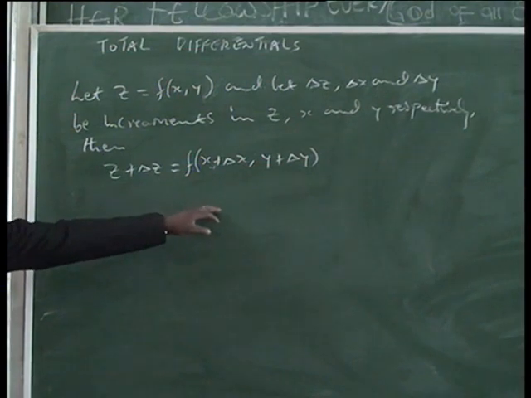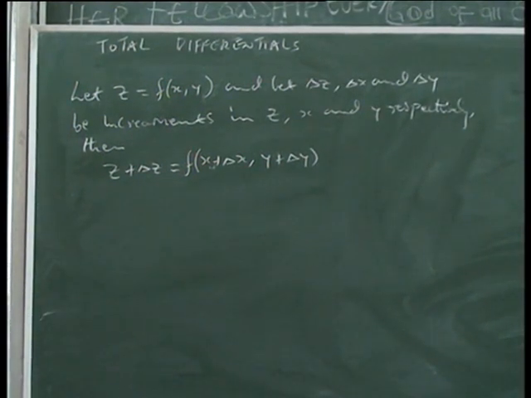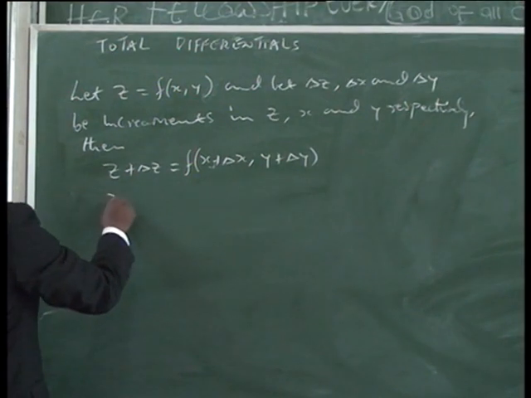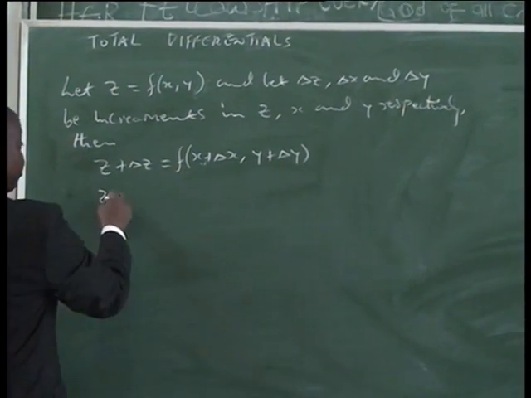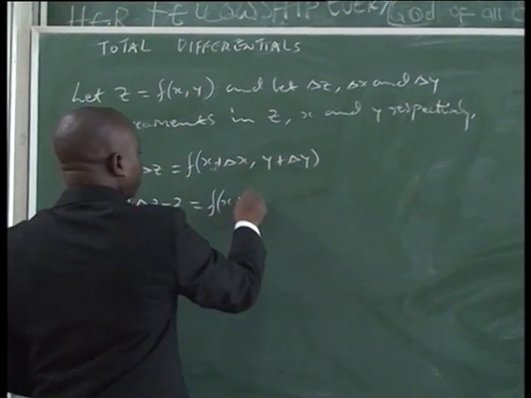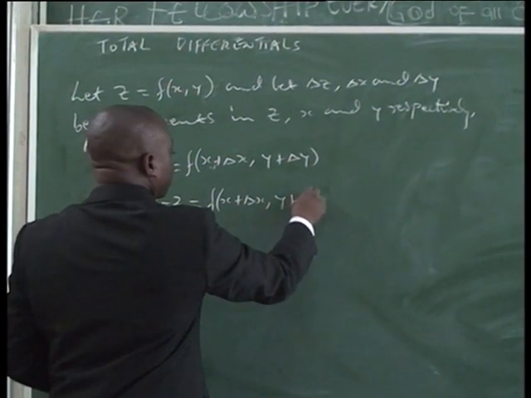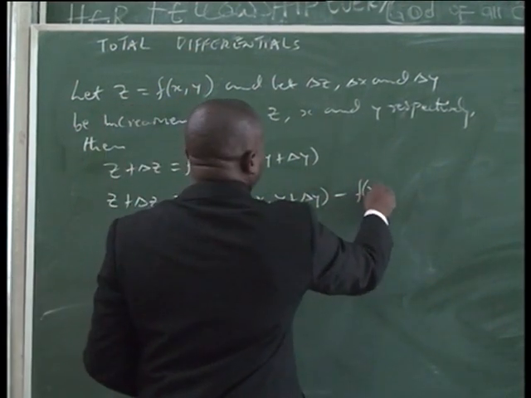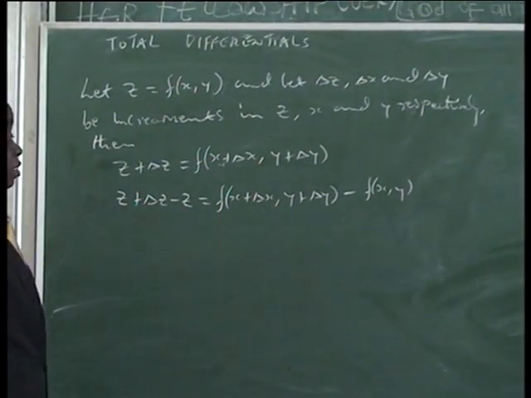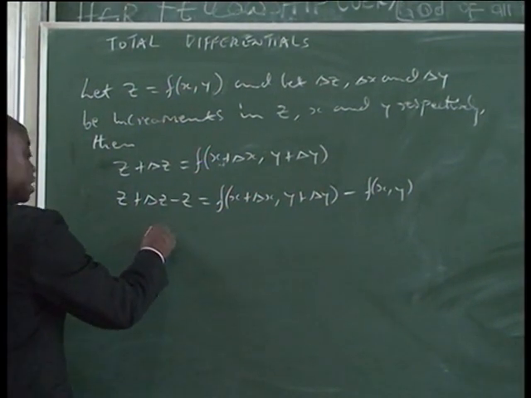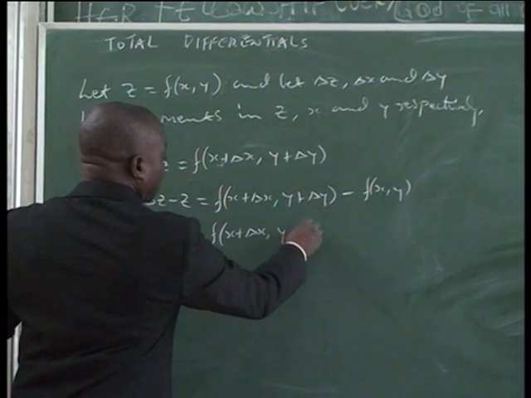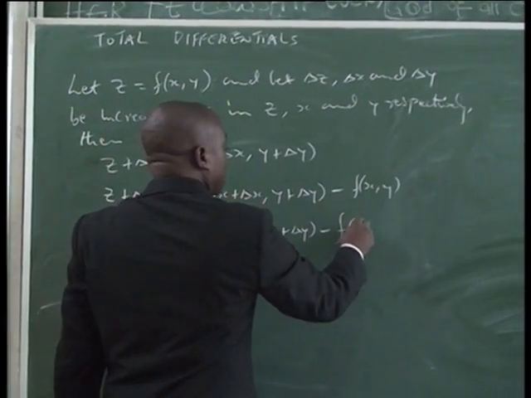Now, the increment is in all the variables. So if I subtract z from both sides, I have that z plus change in z minus z will be equal to f of x plus change in x, y plus change in y, minus f of x, y. Of course, z is equal to f of x, y. Alright, so it means that change in z will be equal to f of x plus change in x, y plus change in y, minus f of x, y.